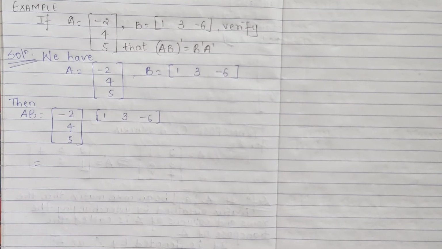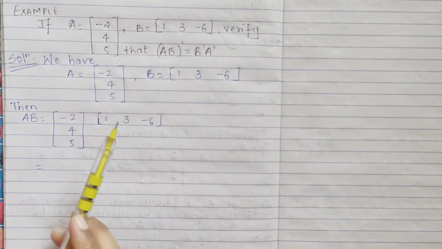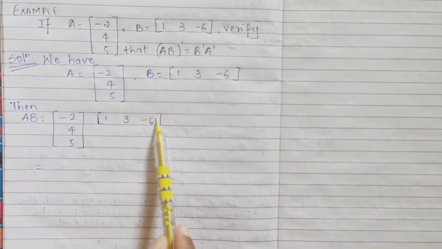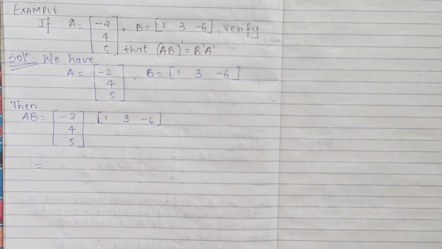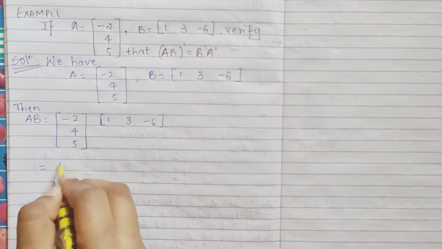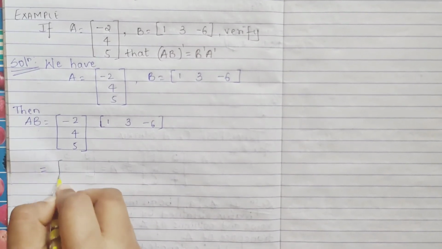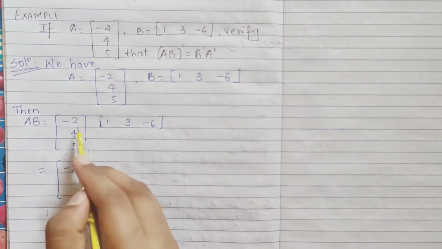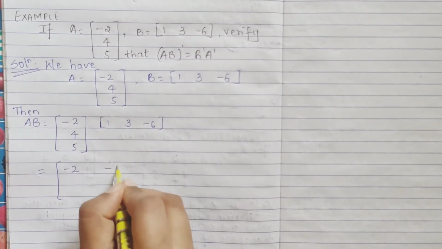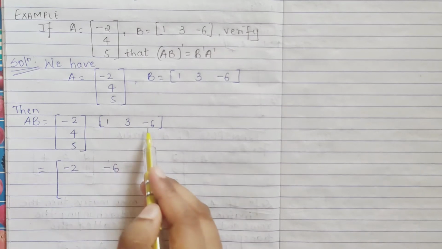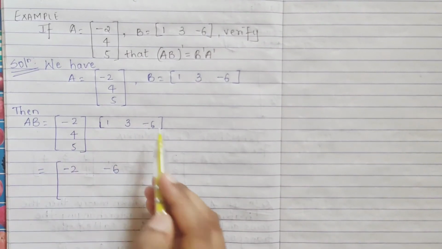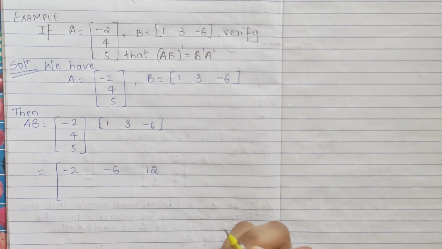So how do we do it? First row first column, first row second column, first row third column. Right? So let's start then. -2 into 1 is -2. -2 into 3 is -6. -2 into -6, minus into minus is plus, 2 into 6 is 12.